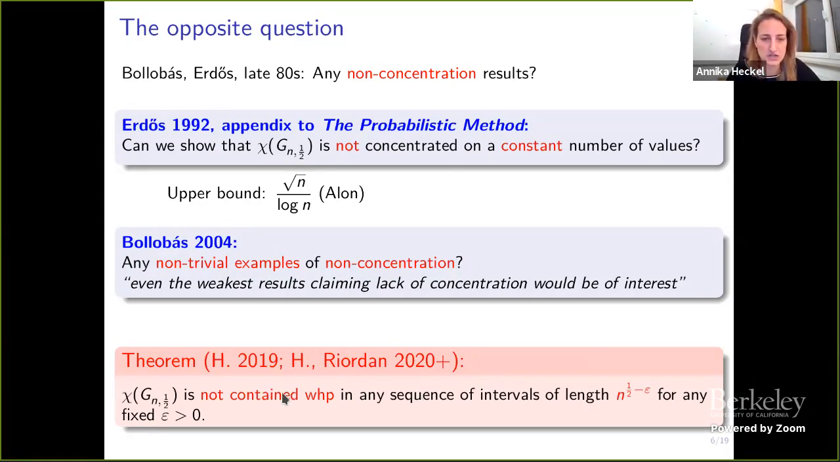So this result is joint work with Oliver Reardon, and we're currently writing up the paper. I'm very much hoping that this is not 2020 plus, but that this is 2020. I'm quite optimistic about this.